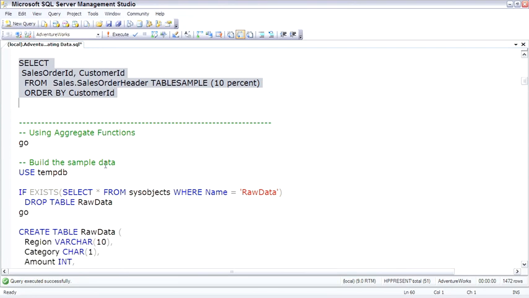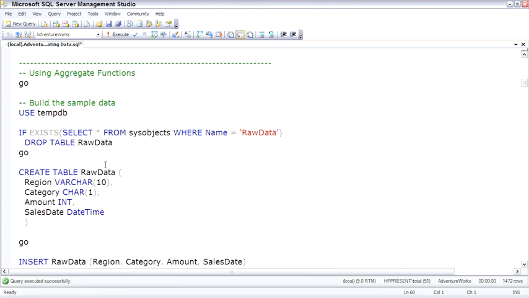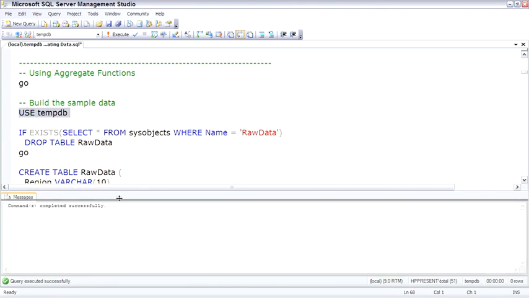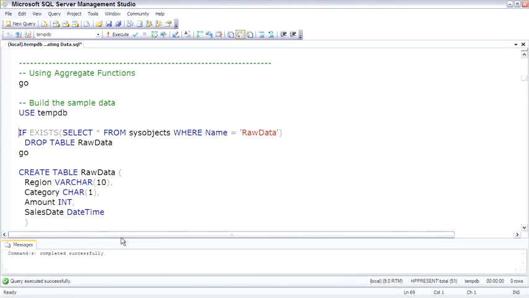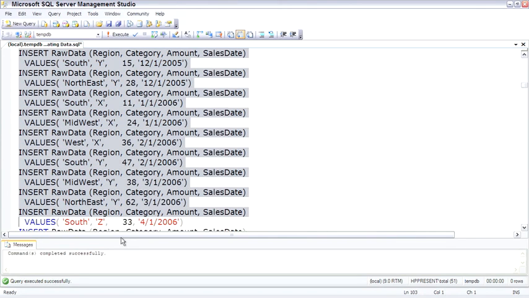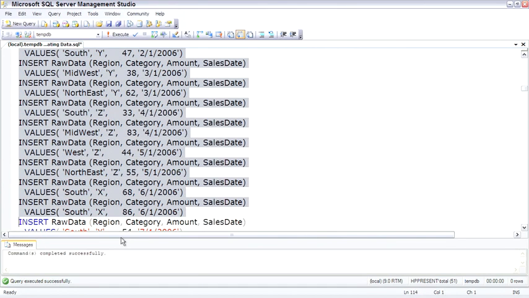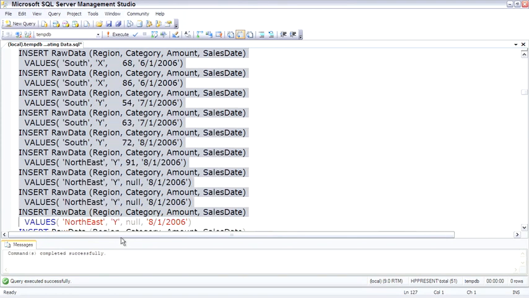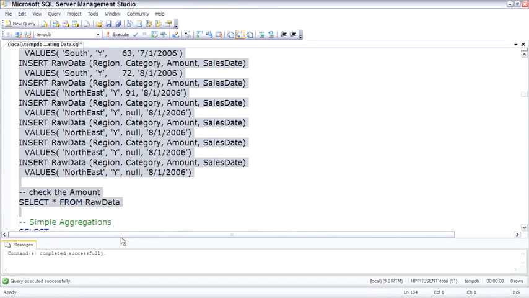SQL also includes several aggregate functions such as min, max, average, sum. To play with these, we're going to switch over to tempdb and generate some sample data. So this will create the raw data table and put some data into it, which will work well for the aggregate functions and crosstab queries and things I'm going to show you in a few minutes.